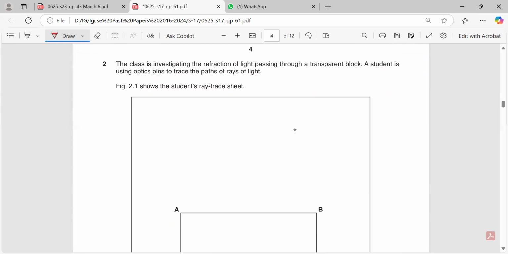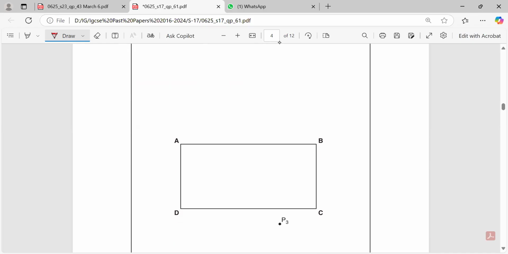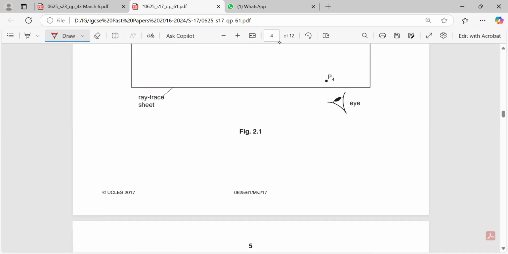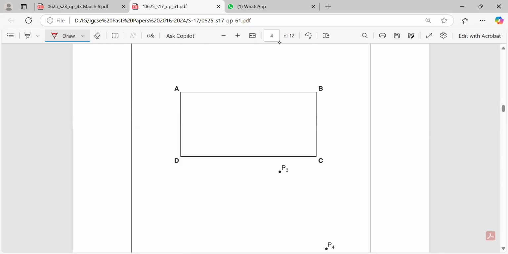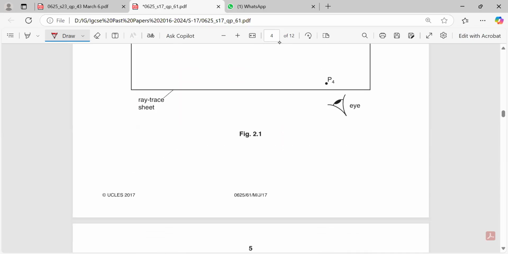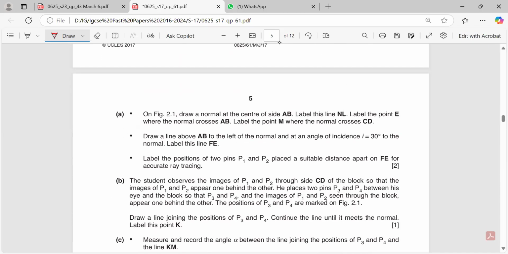The topic is light. The class is investigating the refraction of light passing through a transparent block. A student is using optic pins to trace the path of the rays of light. Figure 2.1 shows the student's ray trace sheet, and this is in front of you. A, B, C, D, and pins P3 and P4 are marked. Let's read the instructions.